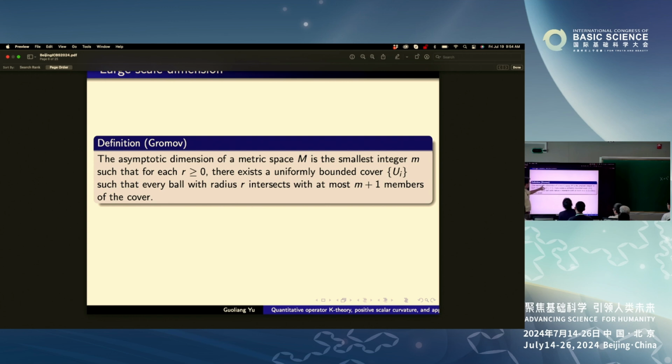If you compare it to the classical covering dimension, the only difference is that instead of a point in the covering dimension definition, we now use a ball of radius r. This is a larger scale version because looking from very far away, you would not be able to tell a ball of size r from a point. That's why it's sometimes called large scale dimension or asymptotic dimension. It's a very natural concept.